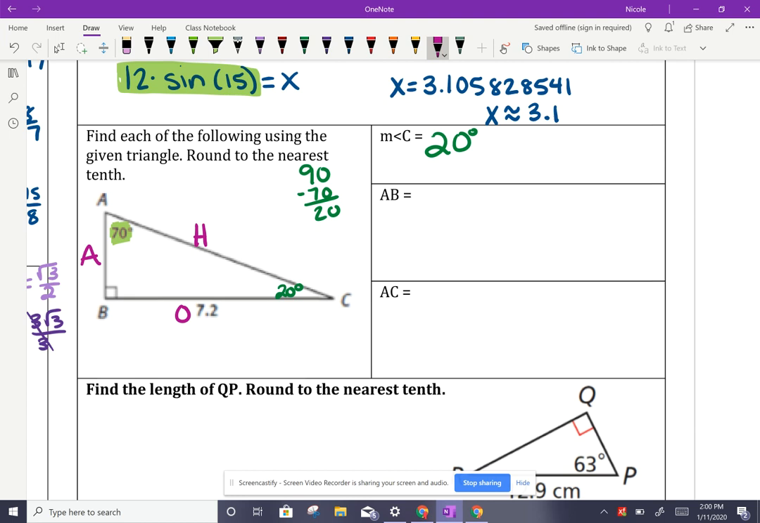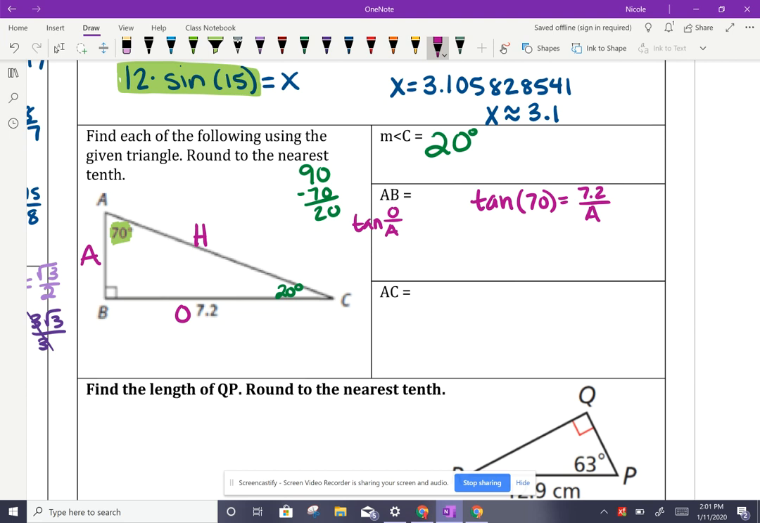So for AB, I'm given the opposite, and I'm trying to find the adjacent. So that's O over A, which is tan. So we're going to set it up using tan. Tan of 70 equals opposite, which is 7.2, over the adjacent, which I'm trying to find. You can use X, Y. If you want to use a different letter, that's fine.